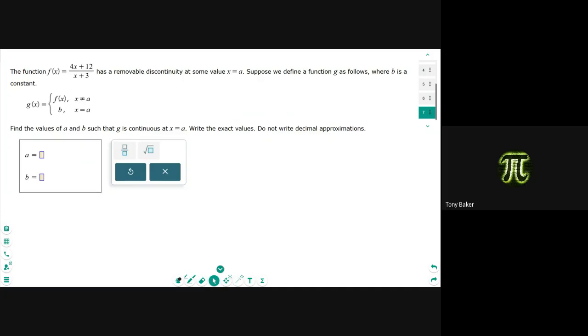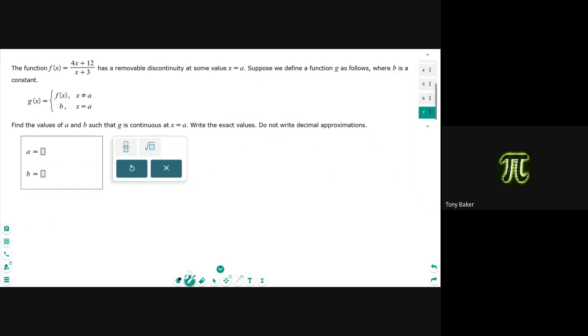So where is the discontinuity in this problem? It is going to be at A, but what value is A? Yeah, so your discontinuities are going to be where the domain restrictions are. It's where things don't exist. So where does this problem not exist? At x equals negative 3, because that's going to make it a 0 on the bottom. So A in this case is -3 because that's going to be where my discontinuity is.